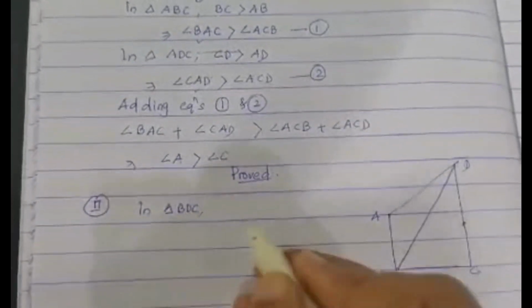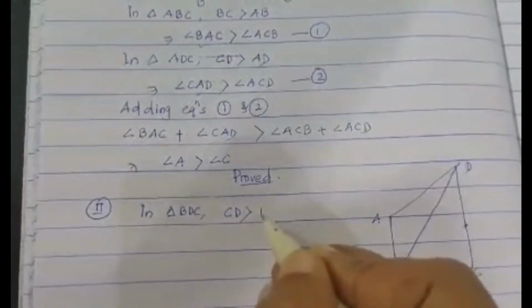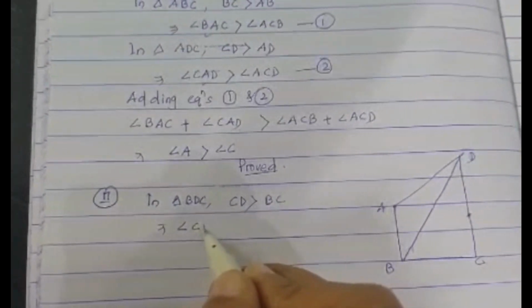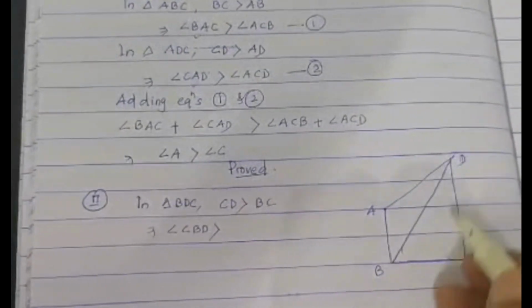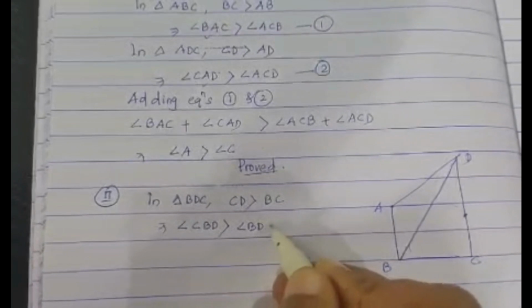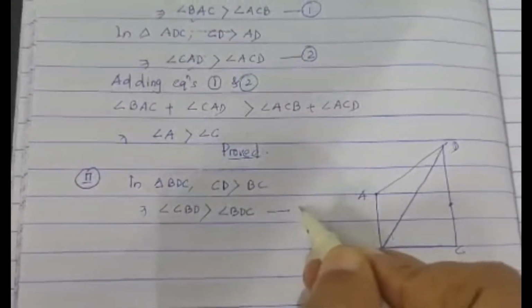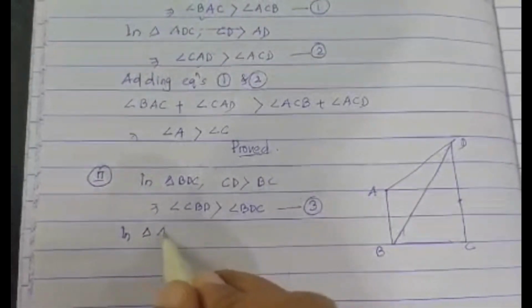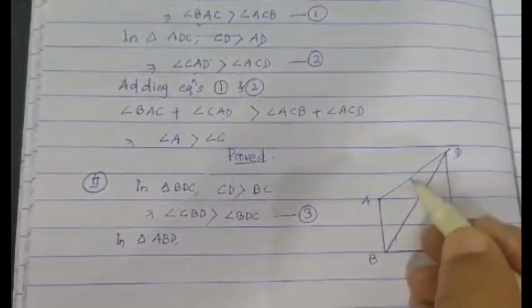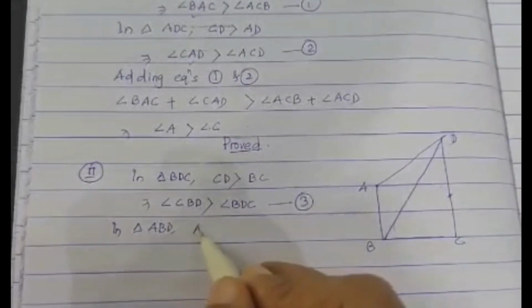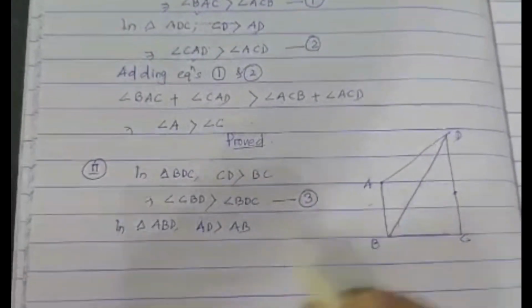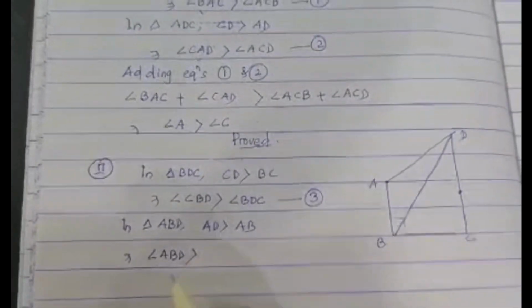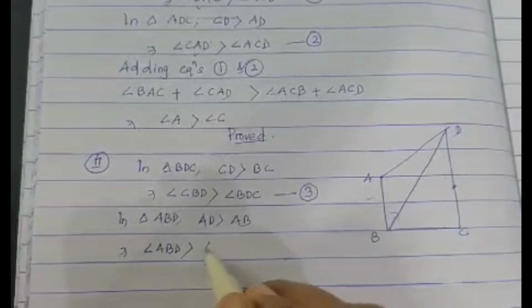We have this is the longer side. So CD is greater than BC. This implies this angle CBD will be greater than this angle BDC. Okay, we will consider this as 3. Now in triangle ABD, this side will be larger than this. So AD is greater than AB because AB is the smallest side. This implies this angle ABD is greater than angle ADB.